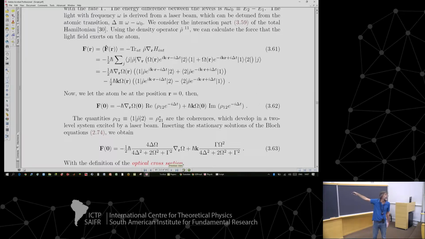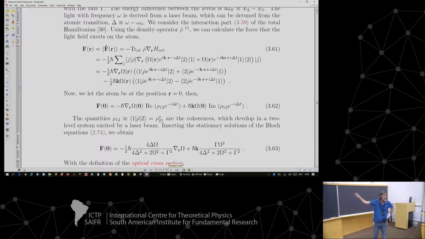Here, this is not possible. The second term here has no potential, so it's not a conservative force. This force here we call radiation pressure, and this force we call dipole force. This force will be used for cooling, and this will be used for trapping. Okay, they are very different.